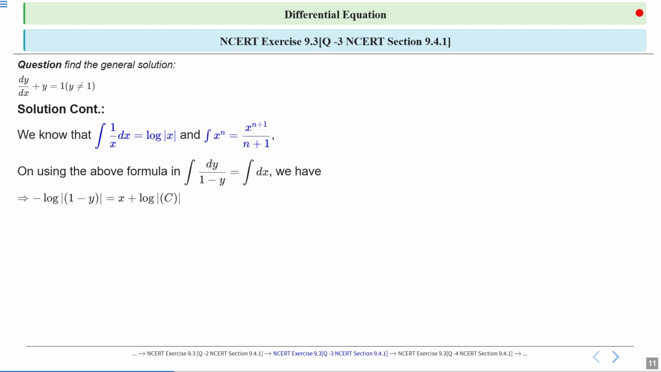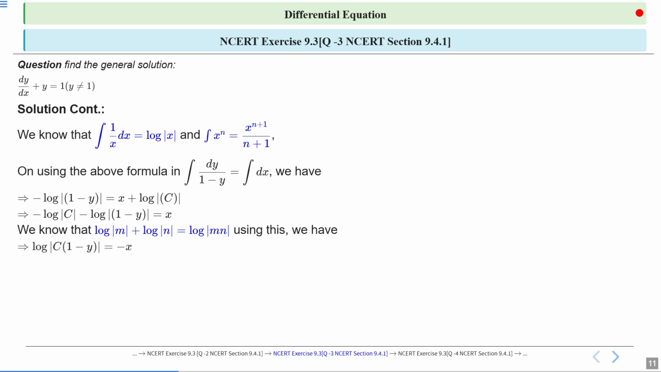Why do we take log c instead of just a simple c? Because now we want to apply the property of logarithms so that our solution looks simpler, and we can modify the solution. So we take the log c on the left hand side, so it becomes minus log c minus log (1 minus y) is equal to x. We can apply the property of logarithms on the left hand side. As we know, log m plus log n is log mn. So using this, we have log c(1 minus y) is equal to minus x, after multiplying by minus on both sides.